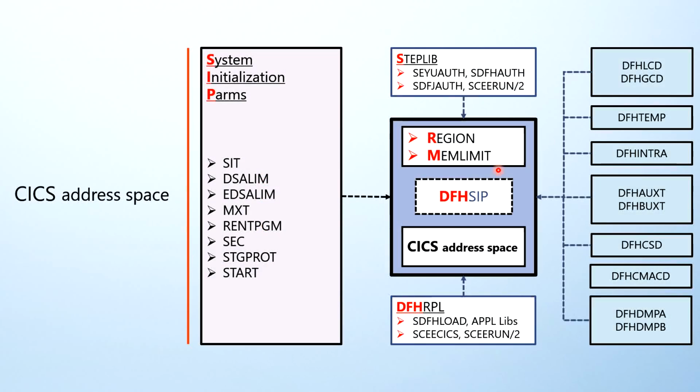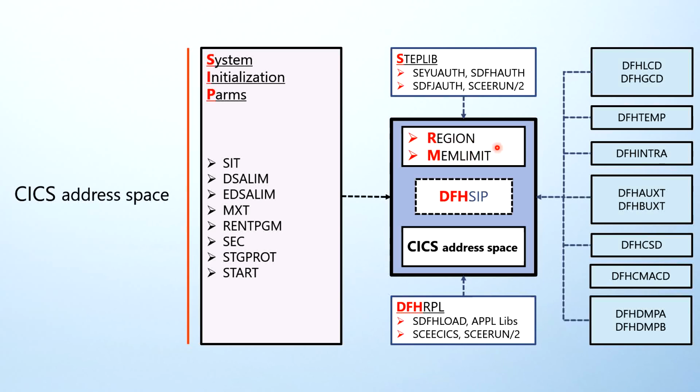Okay, this picture tells you what a CICS address space looks like. If you look at the core or the center part of this picture, it is a replica of your CICS region, and these are the various components which revolve around it in building up the CICS address space. DFHSIP is the primary program which is responsible for the initialization of your region, and how big your region has to be is defined by parameters called REGION and MEMLIMIT.